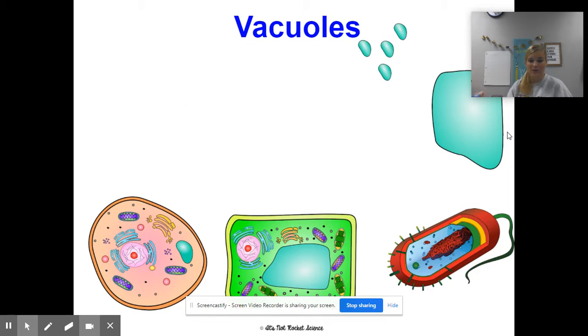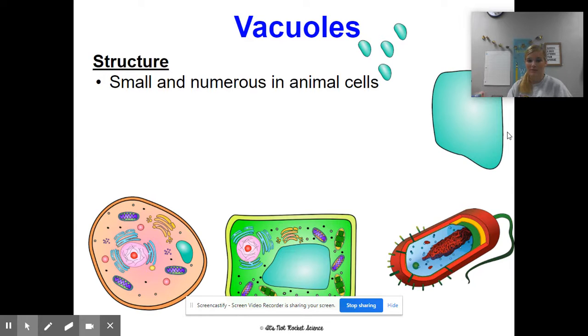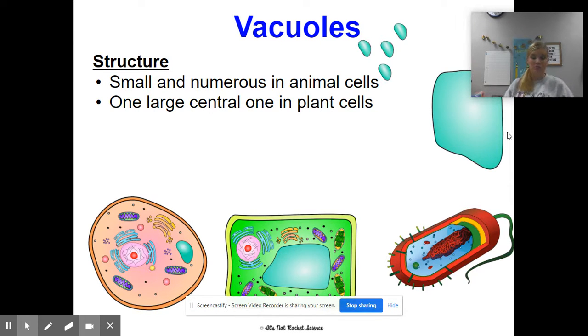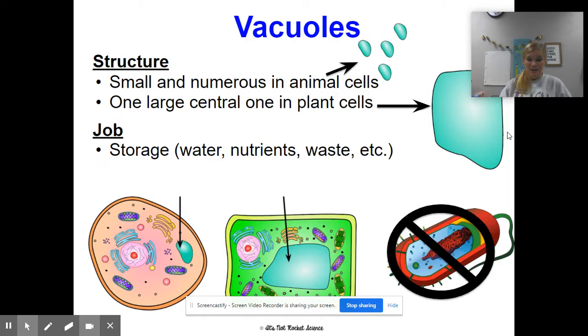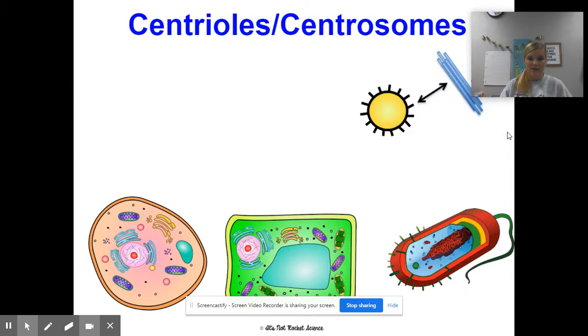Then our vacuoles. So we have little vacuoles in animal cells, like those little spots up there by the word cell. And then we also have one large central one in plants. So you'll see the plant cell has what looks like a big swimming pool. You could think of the vacuole like a swimming pool, but essentially its job is storage. So it just holds in water and nutrients and waste, and it is not found in our bacteria cells.